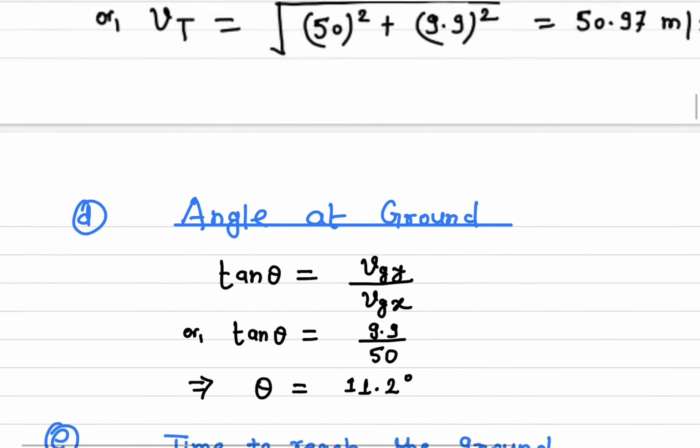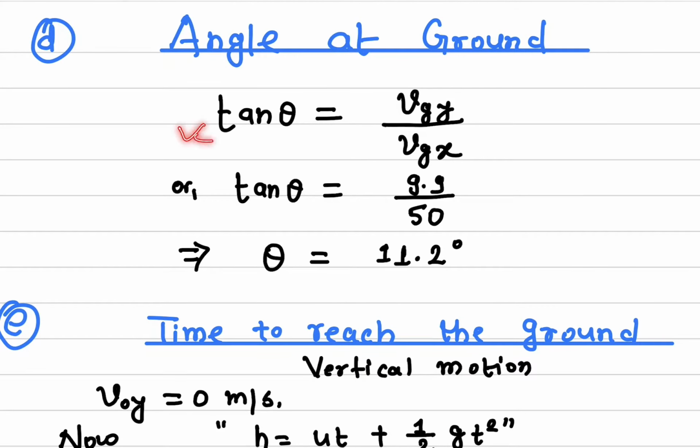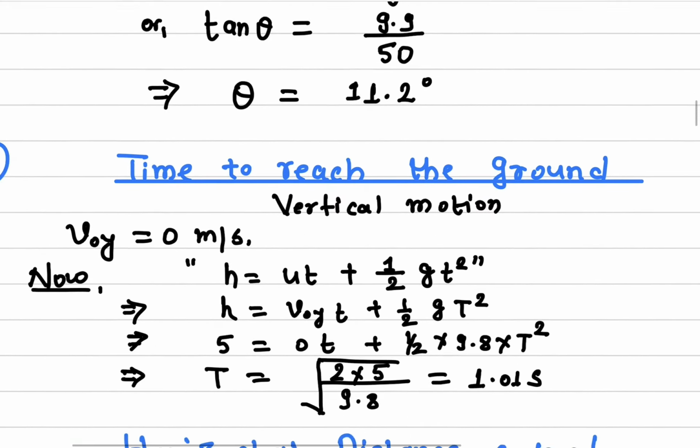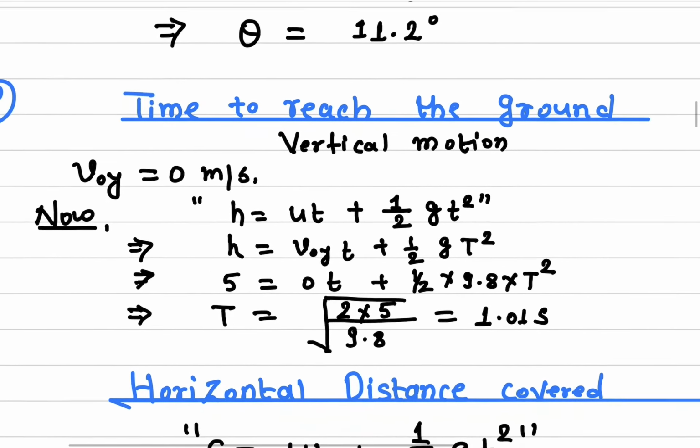So the tangent theta is vgy over vgx. Vgy is 9.9 and vgx is 50. Solve it, and the angle you get is 11.2 degrees. That means the projectile hits the ground at 11.2 degrees. And now let's find out how long it takes to reach the ground.